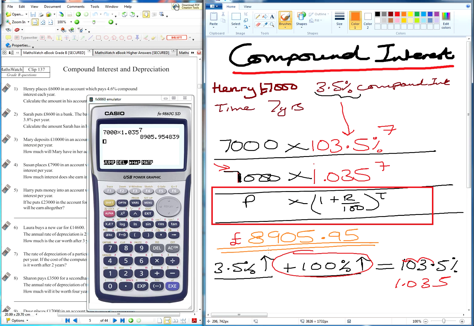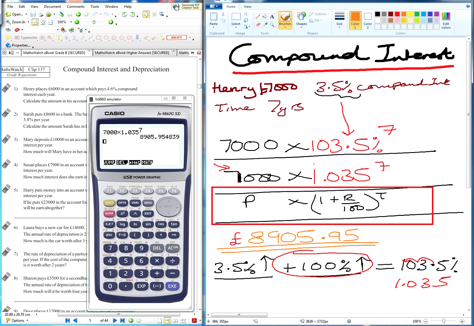So it started off with £7,000, and the compound interest, so interest is applied upon interest every year. Okay, and then at the end of it all, he had £8,905.95. Now the formula which I've just introduced at the last moment, I will just show you how we use that in the next question.